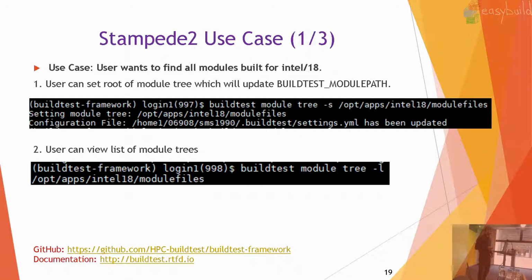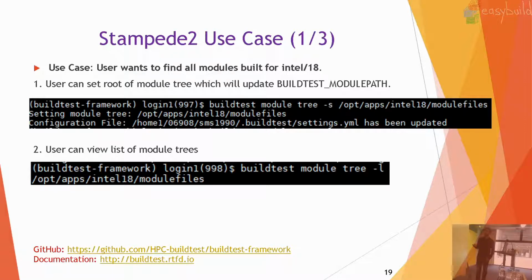So I have an account at Stampede, so I think this would be a typical use case for any other sites, maybe a user who wants to find modules built with a certain compiler. Stampede uses hierarchical modules. So let's say a user wants to find all Intel modules, Intel 18. So the first thing the user could do is set a module tree in Buildtest. So buildtest module tree -s is for set, and then the name of the tree.